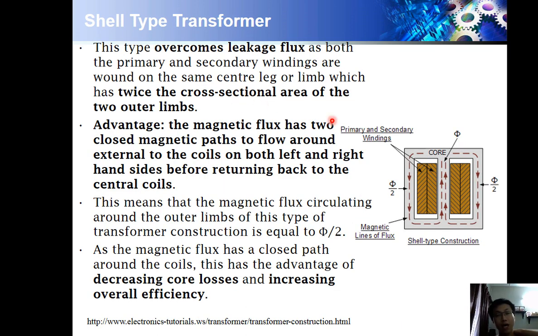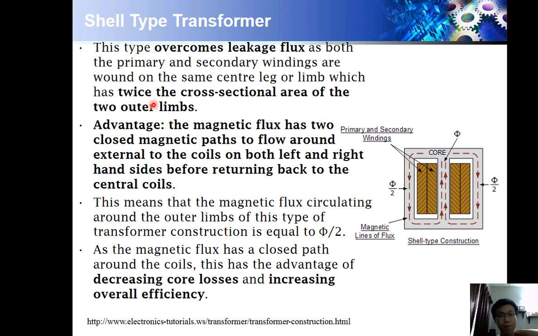Next, the shell type. This type overcomes leakage flux as both the primary and secondary windings are wound on the same center leg or limb. They are wound together here. So no matter where the flux flows, it will just go to the left side or right side. That's why the leakage is less.